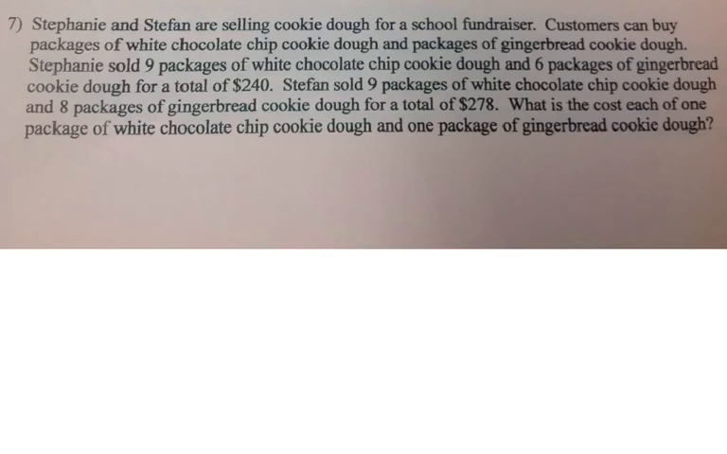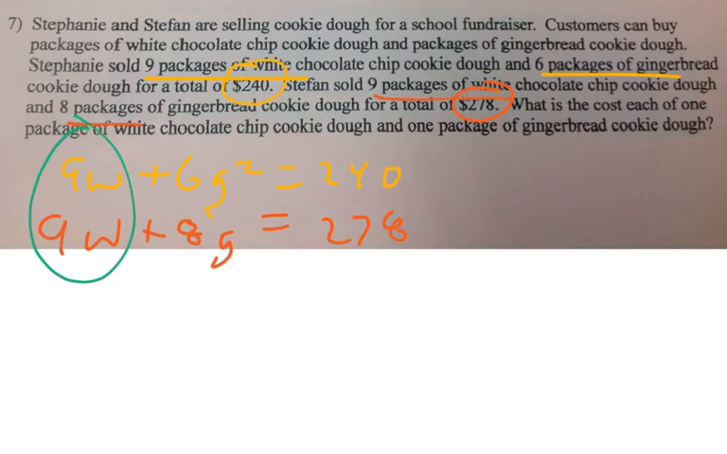I am told that Stephanie had 9 packages of white, so I'm going to do 9W, and 6 packets of gingerbread, so 6G. That's going to equal $240. I'm also told that 9 packages of white, so 9W, and 8 packages of gingerbread equals 278. What's cool about this one, guys, is we have a 9 and a 9 matching together there. So this one's easier than any of the other ones we've done today.